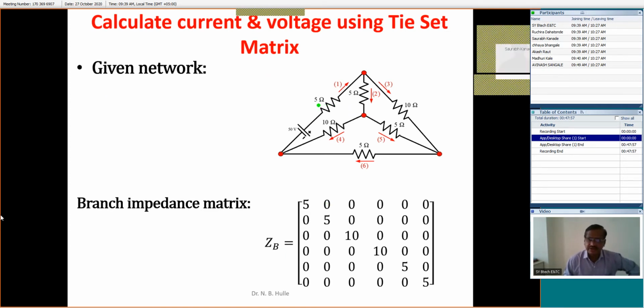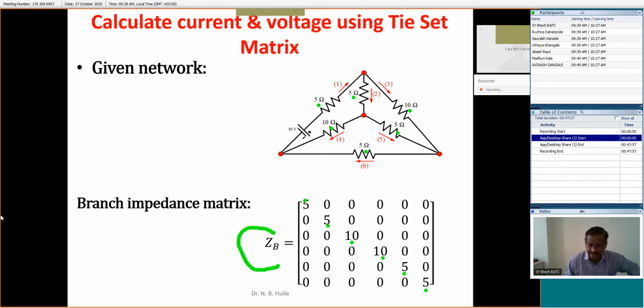Now look here. The impedance of the first branch, Z11, is 5. The impedance of the second branch is again 5. The impedance of the third branch is 10, because these entries we are making are Z11, Z22, Z33, Z44, Z55, Z66. This is Z33, which is 10 ohm. Then the impedance of the fourth branch is again 10. The impedance of the fifth branch is 5, and the impedance of the sixth branch is again 5 ohm.